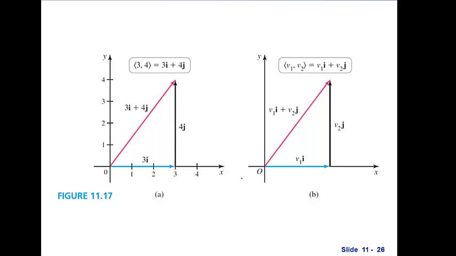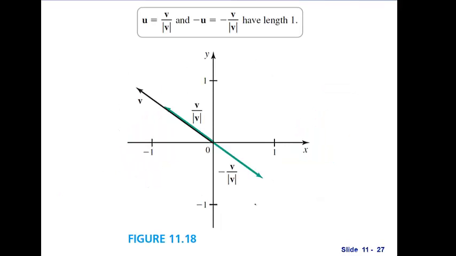So sometimes you will see the vector v given by 3i plus 4j, and this means that basically the components are 3, 4. So that's just the notation. Okay, and now given a non-zero vector v, we sometimes need to construct a new vector parallel to v of a specific length.